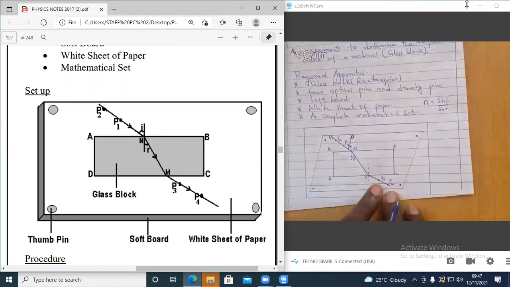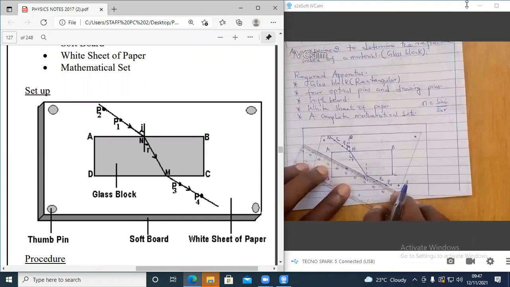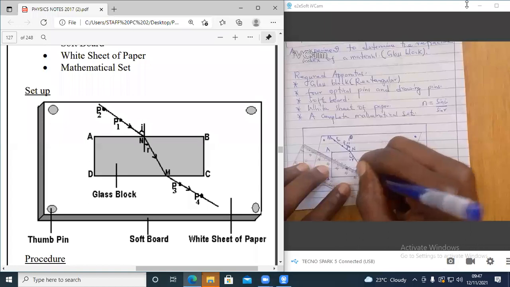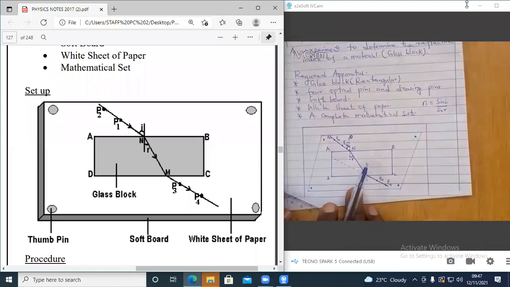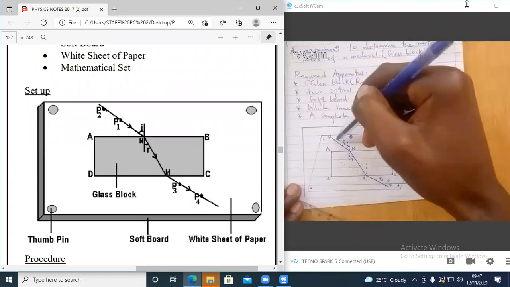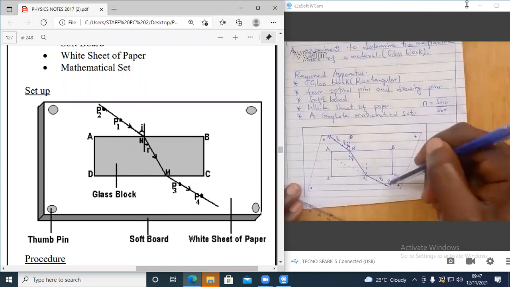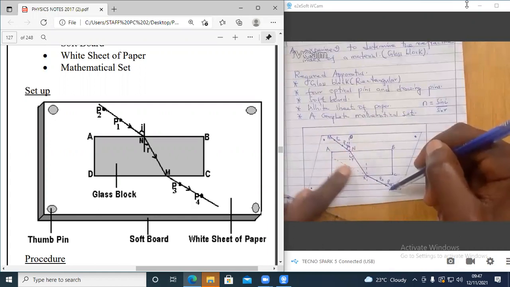it will appear along this line here, members. Are you seeing this line here that I've made in dotted line? The images of P1 and P2 will appear to be in this line here, so that you fix P3 and P4 in such a way that they appear to be in a straight line with these images of P1 and P2.